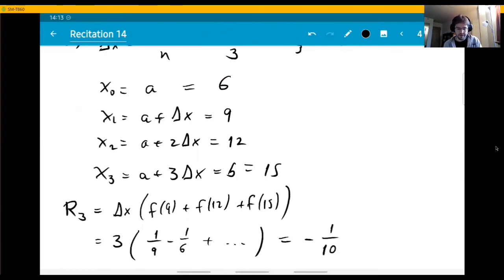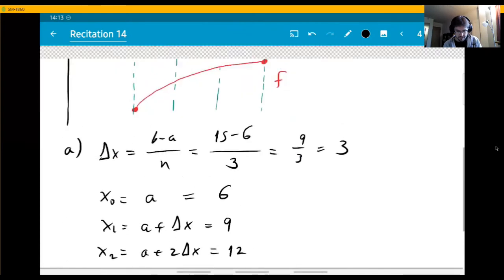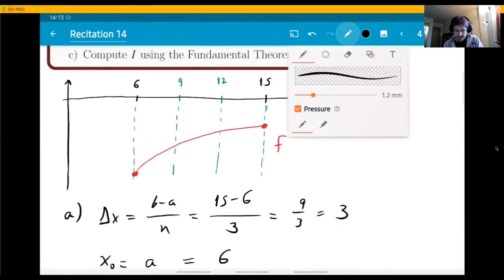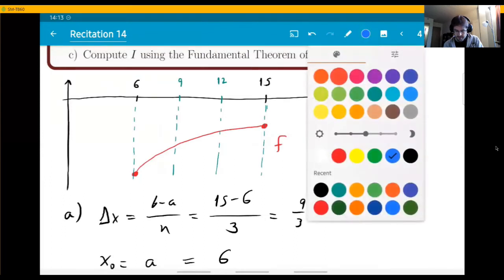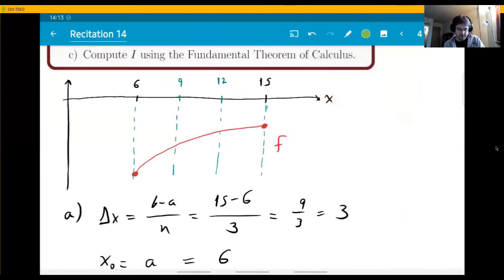That's what R3 is. And I'm just going to draw it up here so we can visualize it. Once again, this is not part of the solution. In green, let's say. What is happening is that for the first rectangle, I'm selecting the value of f of 9 to give you the height of that rectangle. So it is right here. For the second one, I'm selecting the value of f of 12. So it's a slightly shorter rectangle. And for the last one, f of 15.